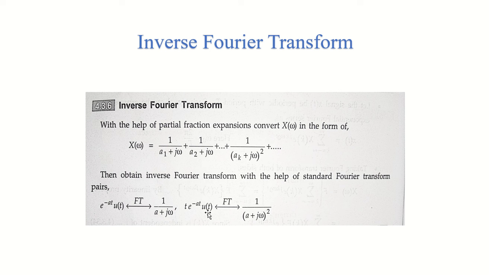I'm pretty sure those who have taken calculus classes and stayed with calculus for a long time are familiar with partial fraction expansions. So you can represent X(ω) using partial fraction expansion as 1/(a1 + jω) + 1/(a2 + jω) + 1/(a3 + jω) up to 1/(ak + jω) squared.